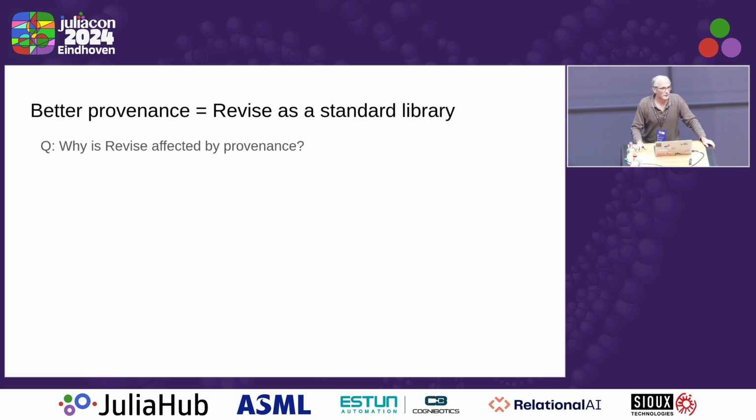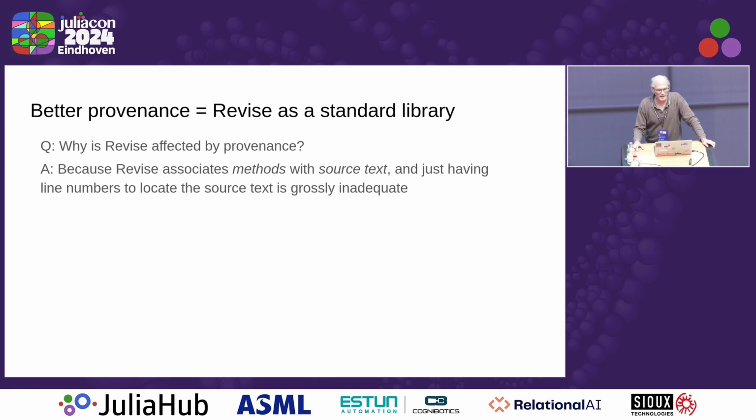The final bit of tooling that I'll mention that I've worked on is Revise, and it may be curious that Revise is also affected by provenance. The reason is that it associates methods with source text, and having only line numbers as a means of identifying the source text is just grossly inadequate, right? One very obvious example is if you start editing a file and you just add a comment above some methods, it pushes them down in the file, and so at this point the line numbers are completely inaccurate. But there are lots of other reasons why line numbers are inadequate as a source of provenance.